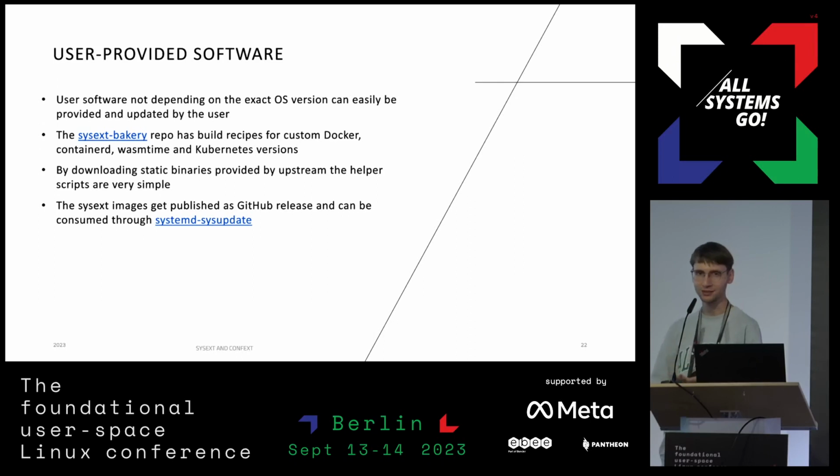And so our build scripts are very easy. They basically repackage the upstream binaries. And that means they are not somehow linking against our OS. And that way the user can update them at their own pace. And systemd-sysupdate makes it easy. And we publish these as GitHub release artifacts, and then they can be consumed through systemd-sysupdate.